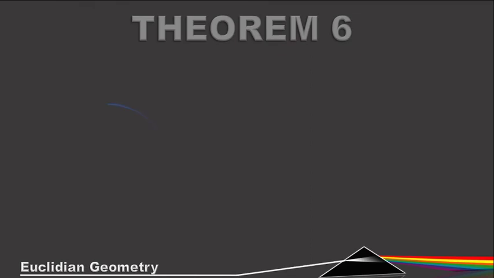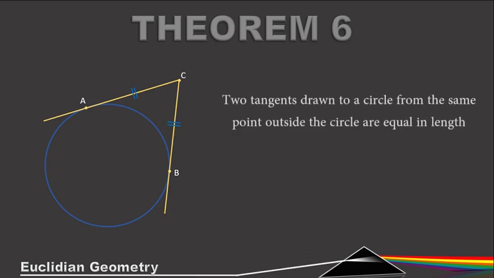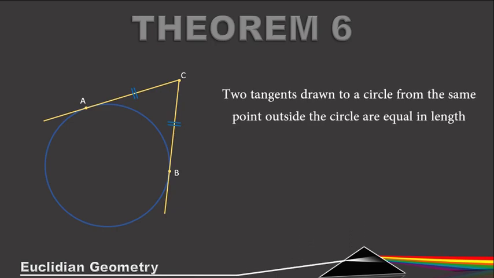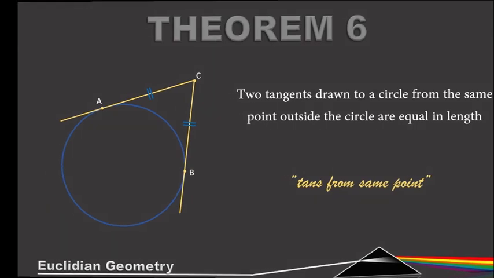Then for theorem 6, I have a circle, and then outside the circle I have a point, and from that point I draw my two tangents where my points of contact are A and B. So these two tangents, which are drawn from the outside of the circle, AC will then be equal to CB, because theorem 6 states that two tangents drawn to a circle from the same point outside the circle are equal in length. And then the reason: tans from the same point.